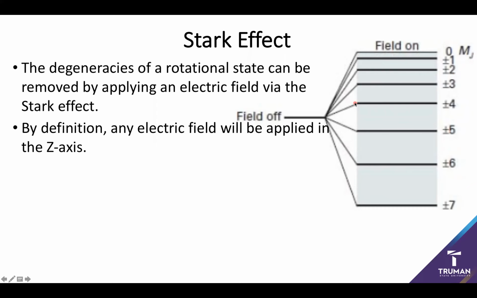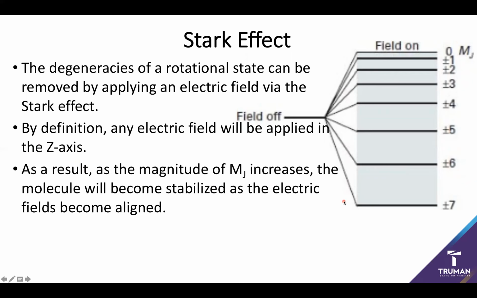And again, this should kind of make sense because magnetic moment tells me how much of my magnetic field is pointed in the Z direction. Now, by definition, any electric field that I apply is going to be along the Z axis because that is an artificial choice. So as a result, what we tend to see is that for large M sub J values, this means I have a large magnetic moment or electric field pointed in this Z axis. And for an electric field, it doesn't matter whether the motion is forwards or backwards. Either one will align with the electric field.